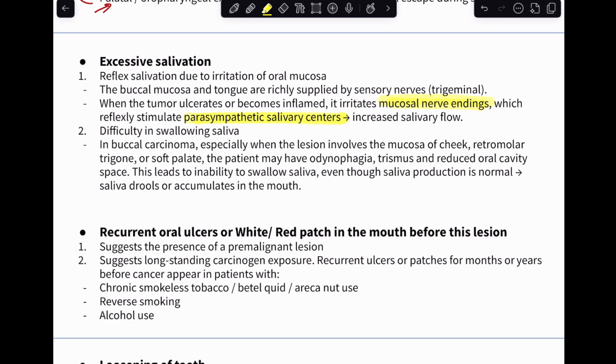production has been normal. Then, what will happen is the saliva will start to drool out of the mouth through the angle of the mouth, or it will accumulate in the mouth. These are the two possible causes of excessive salivation in these cases.